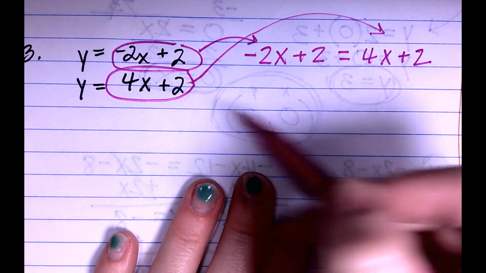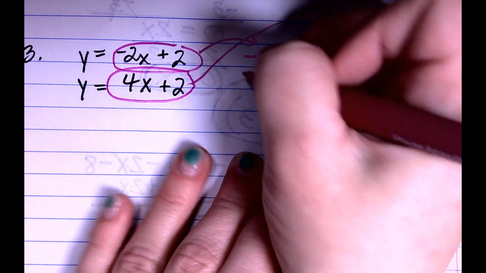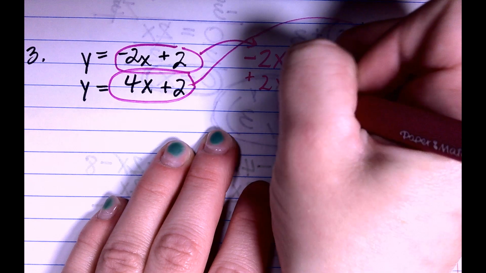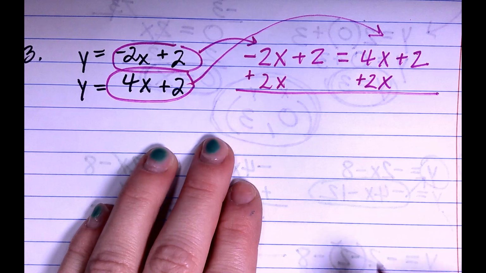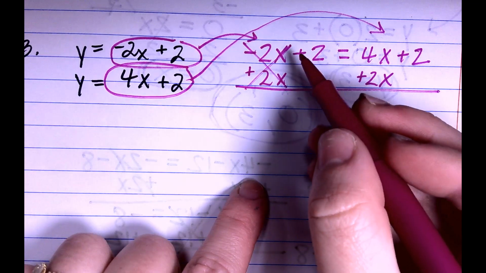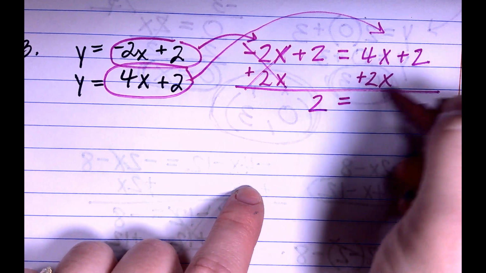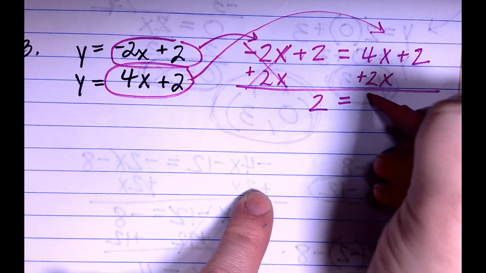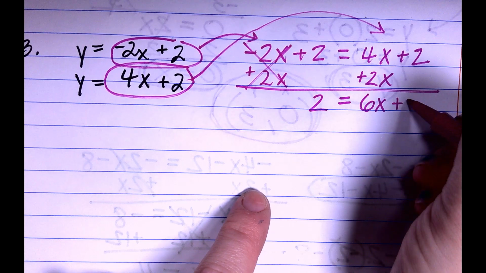All right, what could we do here first? We could add 2x to both sides. All right, so those will cancel. Bring down my 2, my equals. What's 4x plus 2x? 6x. Bring down plus 2.